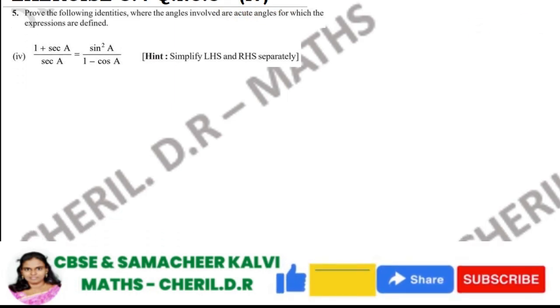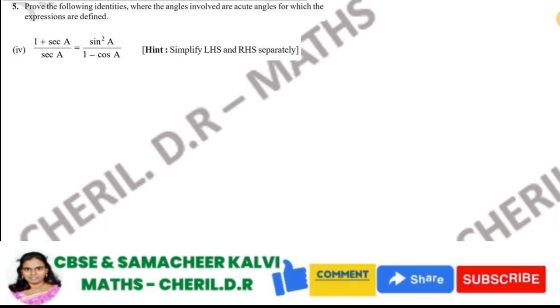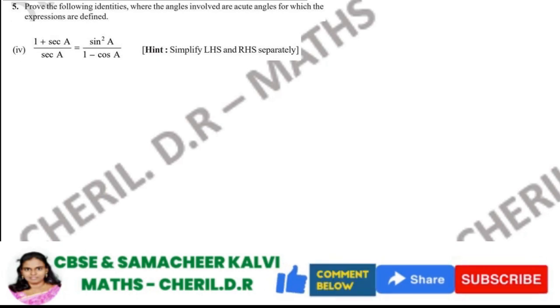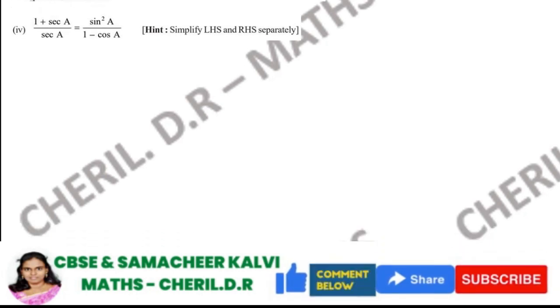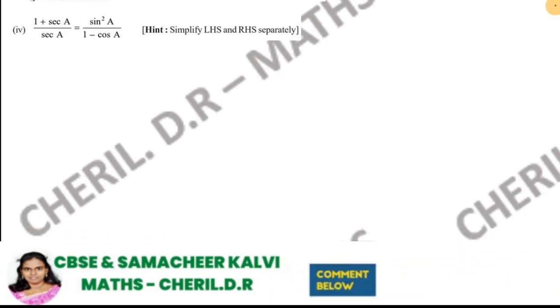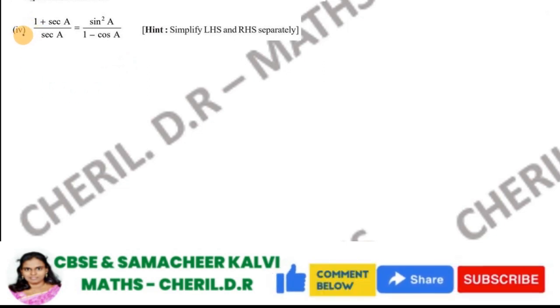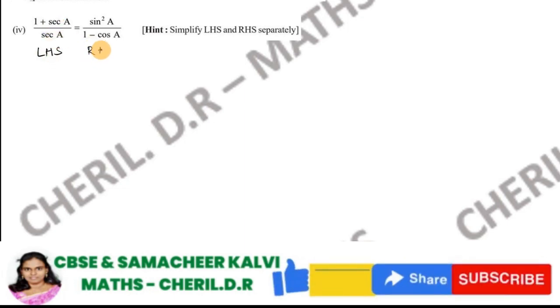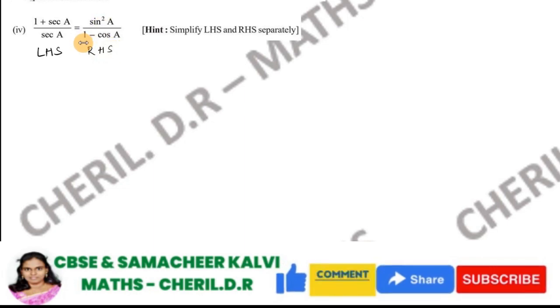Okay, so here we are proving the identities. That means we prove the left hand side equals the right hand side, and we were able to prove the previous questions. Here let's look into this question. Our left hand side is (1 plus secant A) by secant A, and our right hand side is sin square A by (1 minus cos A). I told you in several ways we can prove.